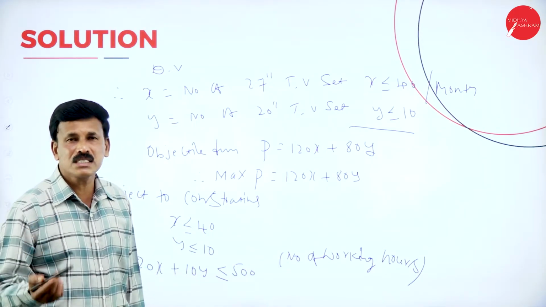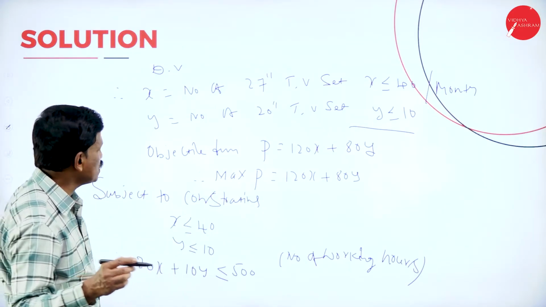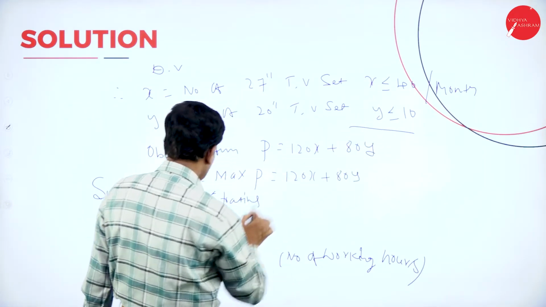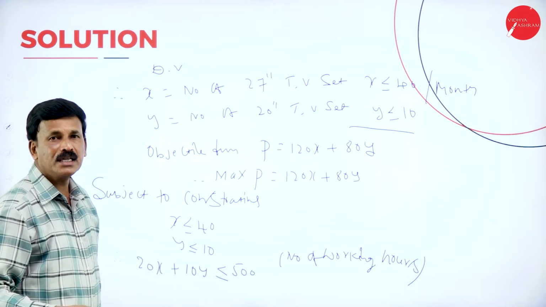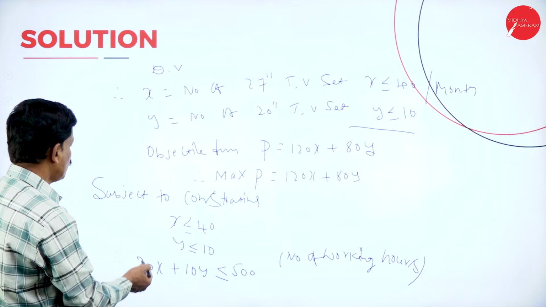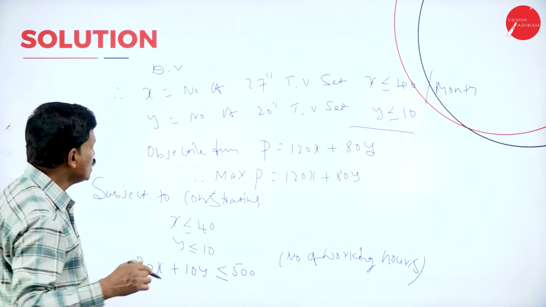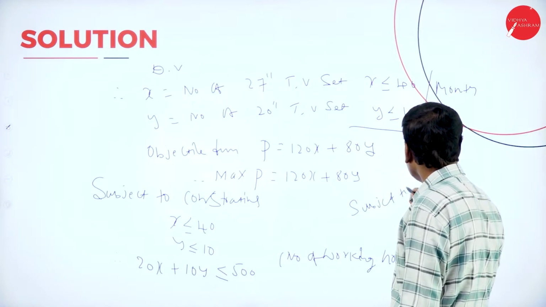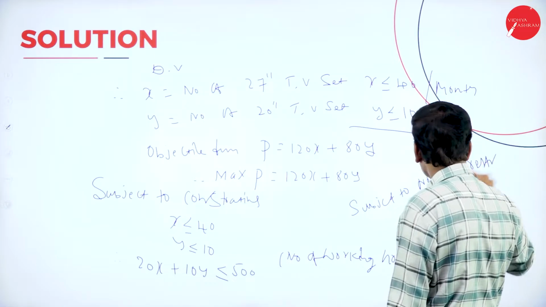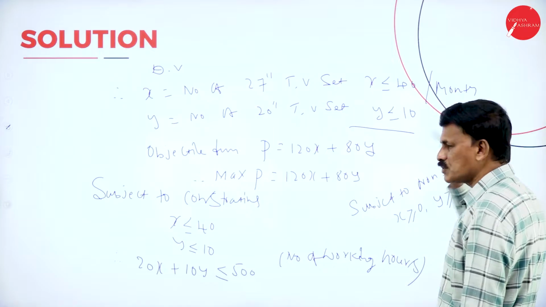Now the objective function is the profit, 120x plus 80y. Profit means definitely it is a maximization. Therefore, maximum P is equal to 120x plus 80y, subject to the constraints X is less than or equal to 40, Y is less than or equal to 10, and the availability of time, 20x plus 10y is less than or equal to 500 hours, subject to the non-negative restrictions X is greater than or equal to 0 and Y is greater than or equal to 0.